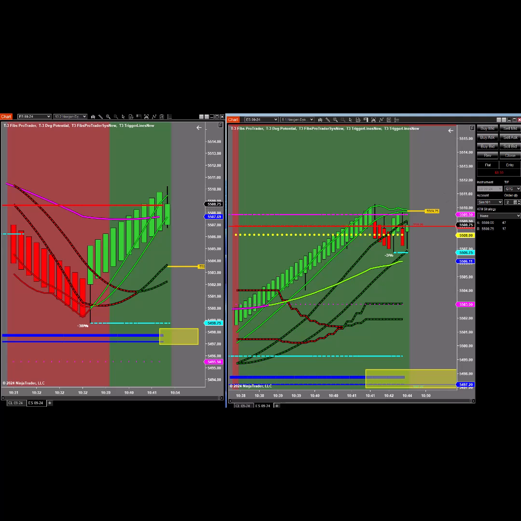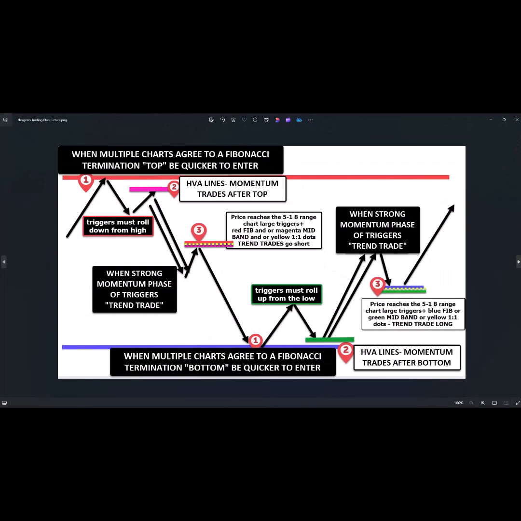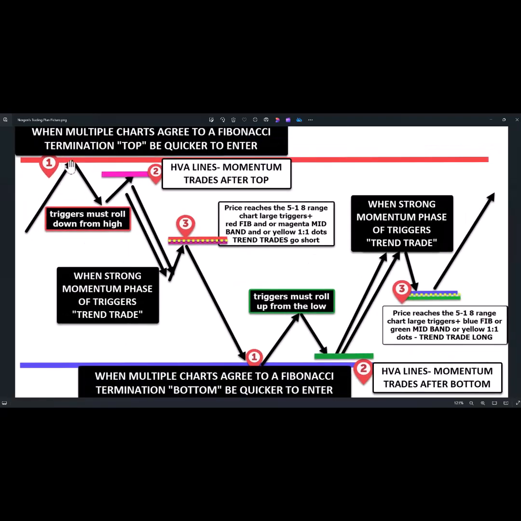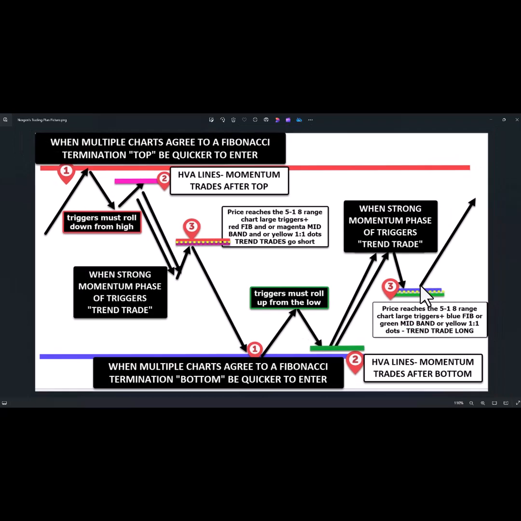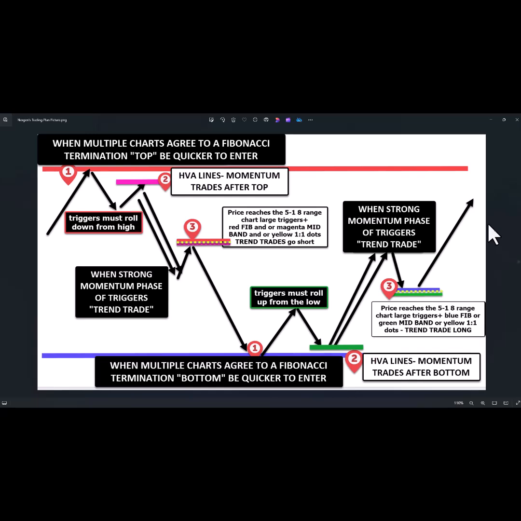But that's really all we're trying to do. I've got so many old pictures, you could pull them out, but this is the short version of what we're trying to do. We're waiting for a top to be put in place. We're waiting for the triggers to roll. We're looking for momentums or HVA trades from the top. When everything is super strong, we'll do trend trades and then vice versa. I mean, this is the whole trading plan right here, guys. If you learn to read your triggers properly, you'll do the right trade 7 out of 10 times.